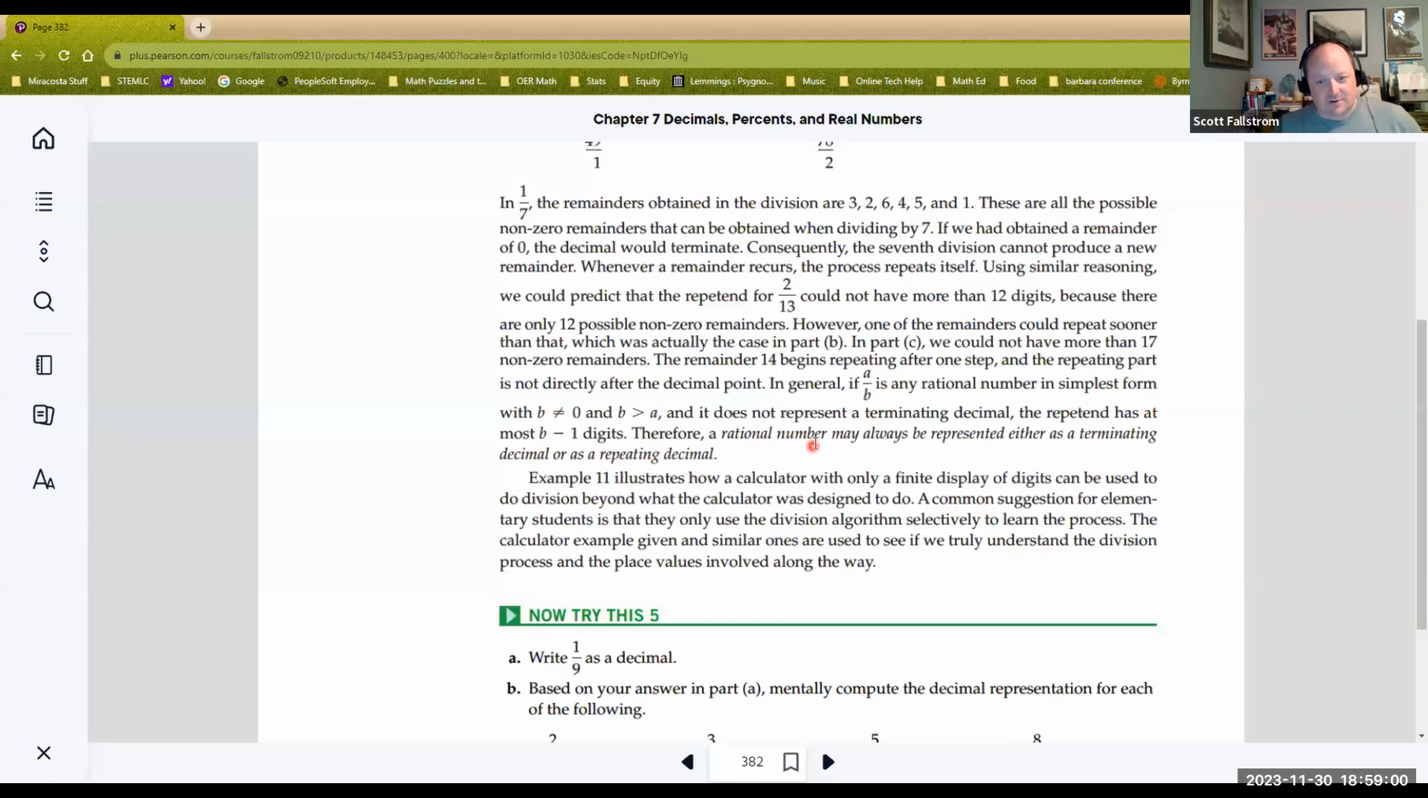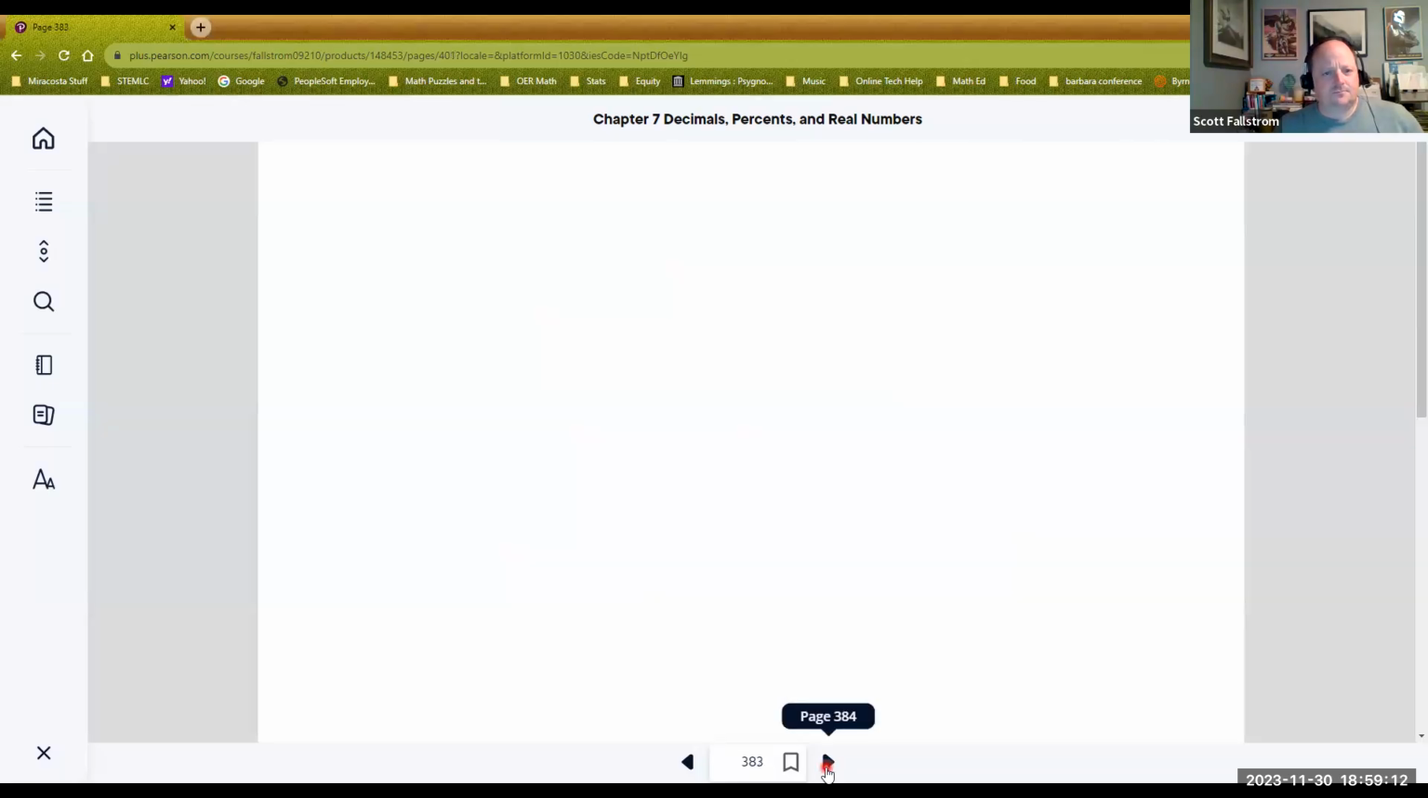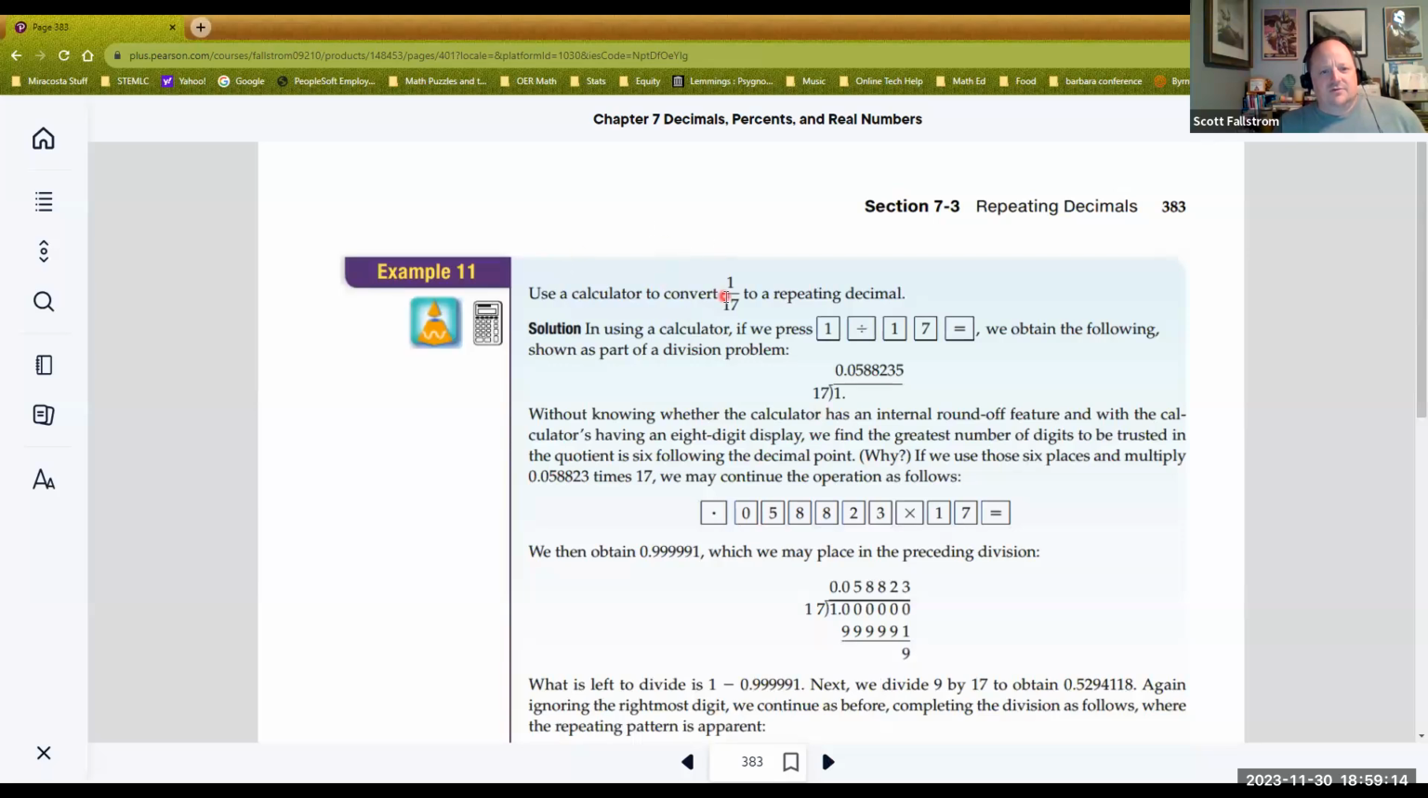Okay. So what do we have as a rule? Any rational number is always represented as a terminating or repeating decimal, any one of them. So if you were to write 1/9 as a decimal, mentally compute, we'll do some of these in class. So I'm not going to do all of these right now. To convert using a calculator, I do love using a calculator, yeah.